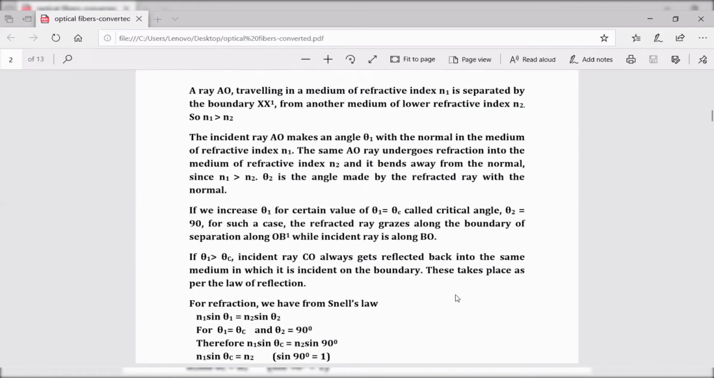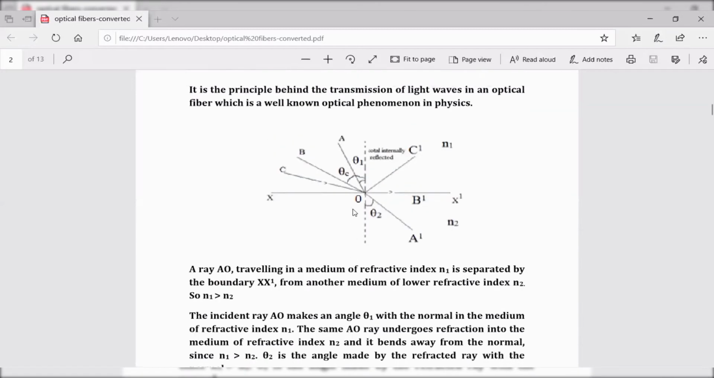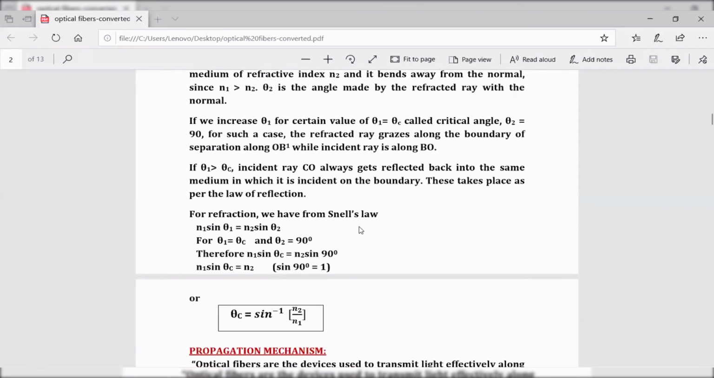So this all takes place as per the law of reflection. Now, for refraction at point O, from Snell's law, we can write n1 sin theta 1 is equal to n2 sin theta 2. If I take theta 1 equal to theta c, then theta 2 will be 90 degrees. That means the refracted ray always grazes along the boundary between the two media.